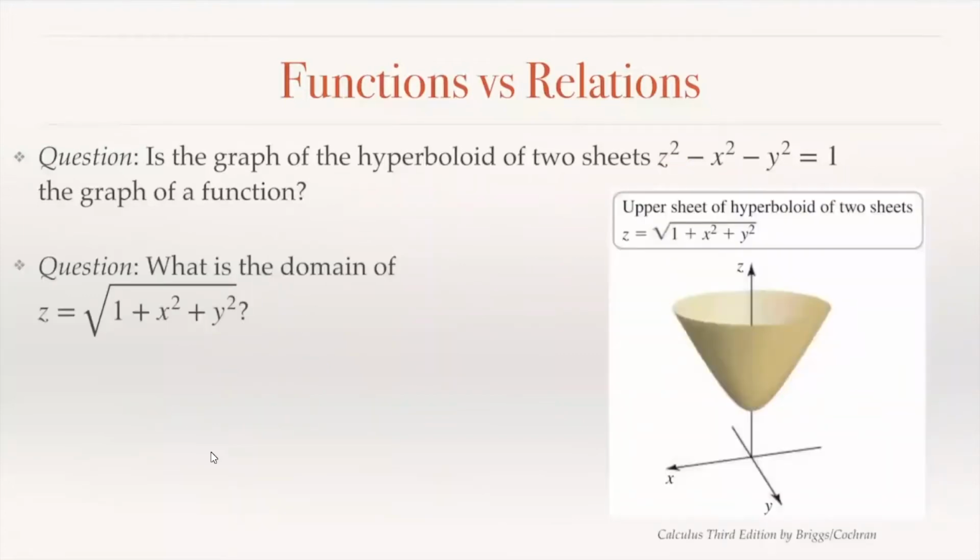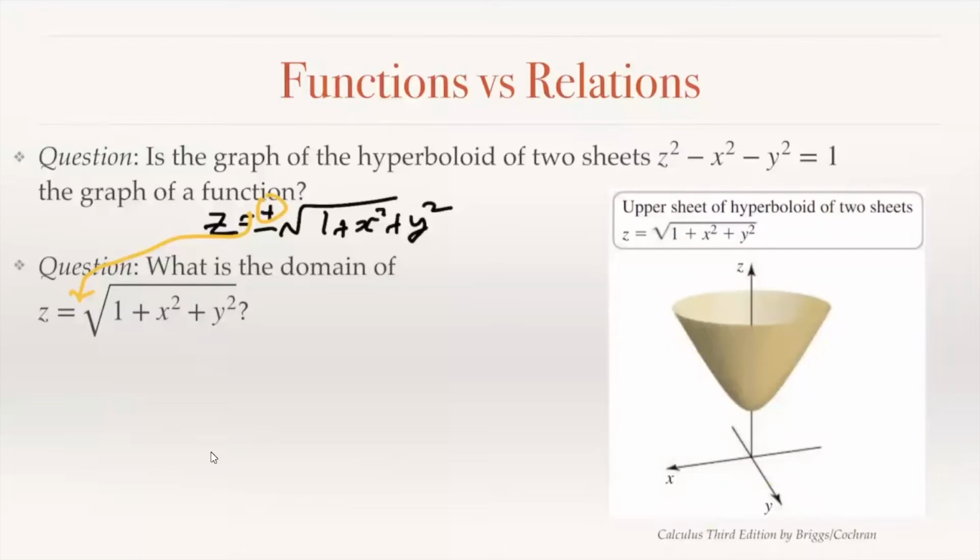However, we can restrict this plus or minus the square root of 1 plus x squared plus y squared to just the top half by just taking the positive part. And then it becomes a function. Now there is one output for each input. So in this picture, that is the upper sheet of this hyperboloid of two sheets. The lower sheet would be down here facing down, but we have cut that out by eliminating the possible minus.